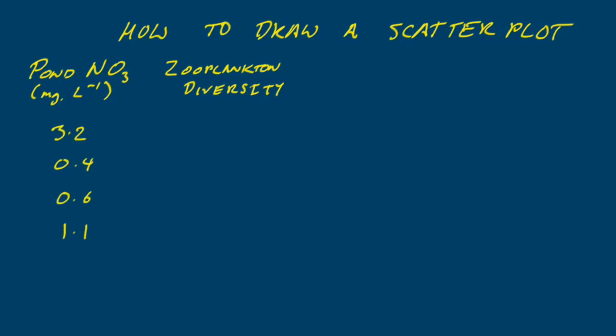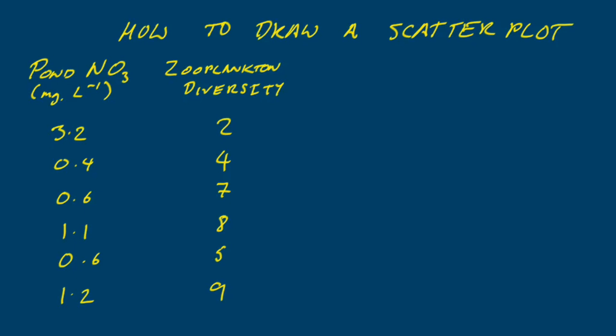So here are your data. You've measured these things for 6 different ponds, and these are what we call bivariate data. There are 2 measurements for each pond, and now you want to know if there's a relationship between the nitrate content and the zooplankton diversity in the pond.